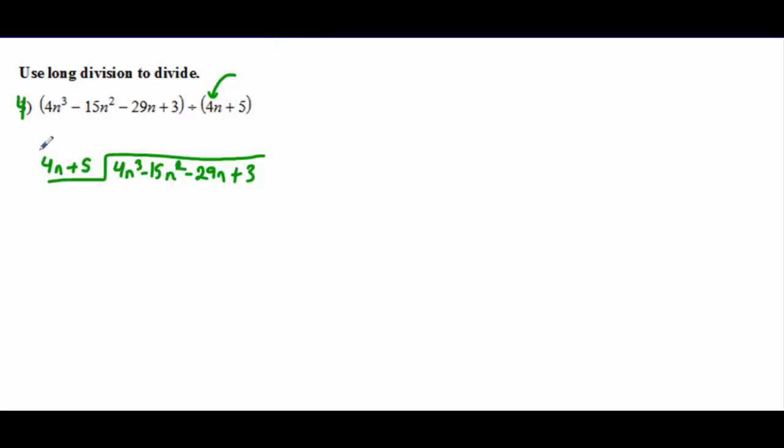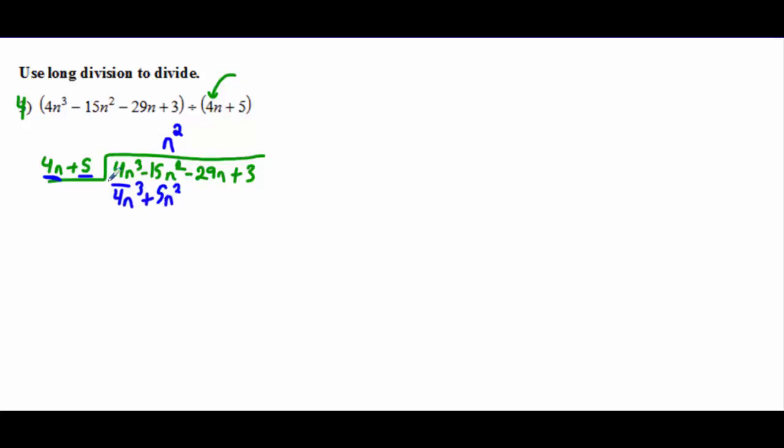You say, what do I multiply 4n by to get 4n cubed? And we write it up here at the top where our answer is. So to get from 4n to 4n cubed, you have to use n squared. I like to write it above the other n squared so I can keep track. I know that I'm going to need an n and a number, and then I might have a remainder at the end. After I figure out what goes up here, I multiply both of these by n squared and write it underneath. So I write 4n cubed plus 5n squared.